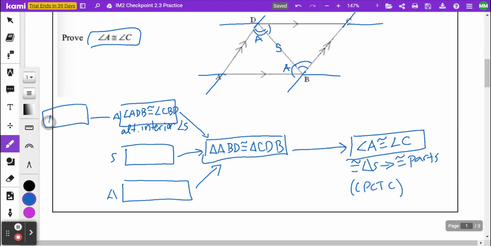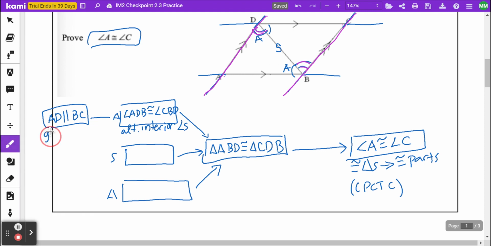I have that AD is parallel to BC, and I'm being really careful to make sure I'm talking about the correct parallel lines, because these angles that I just talked about depend on the parallel lines that they touch, those being AD and BC. And the way I know those are parallel, it's given by the arrow markings.